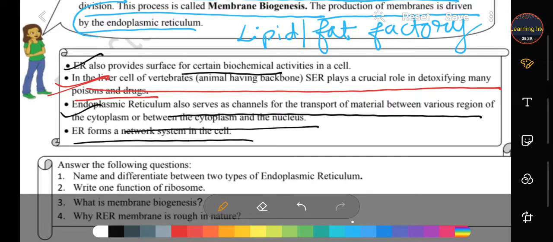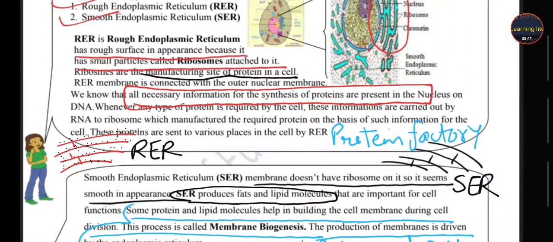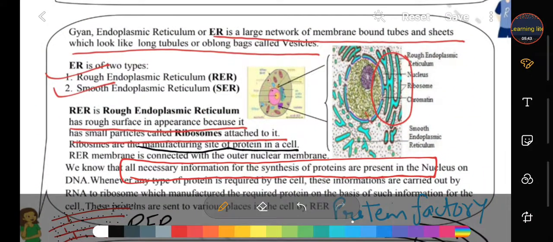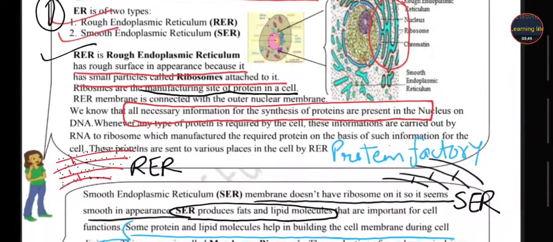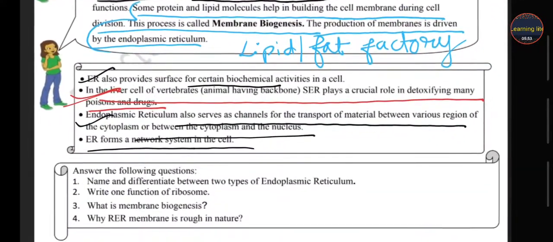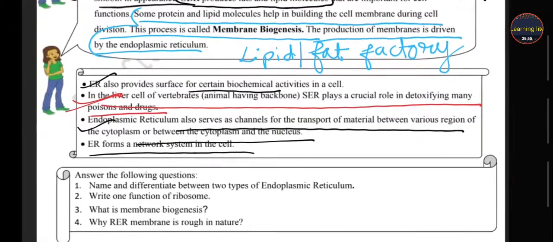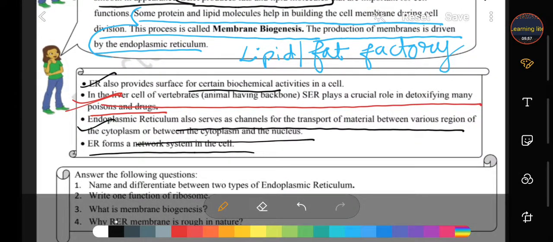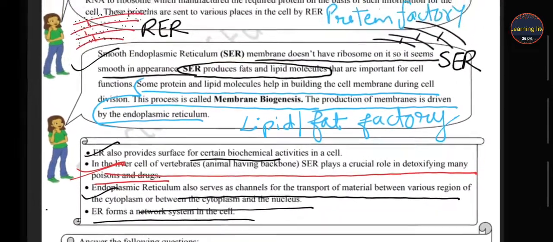Name and differentiate between 2 types of endoplasmic reticulum. So students, this is our first answer: 2 types and differences between RER and SER. Second question. Write the function of ribosome. Ribosome, what is the function of ribosome? Synthesize protein. Third one, what is membrane biogenesis?